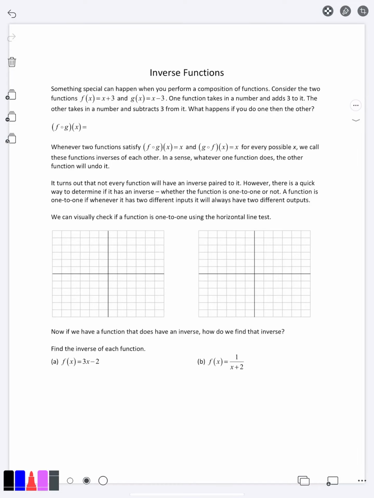In this video, we're going to learn about the idea of inverse functions. And so for our first example, we're going to take the two functions. The first one, f of x is x plus 3, and then g of x is x minus 3.